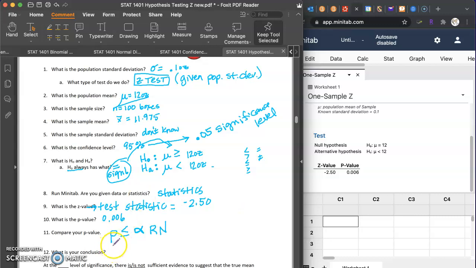The p-value is 0.006, less than or equal to, and I just told you if it's 95%, then that matches the significance of 0.05. If the p-value is less than or equal to our level of significance, then we will reject the null, which is the H0, remember?